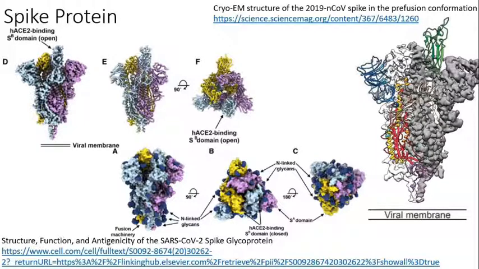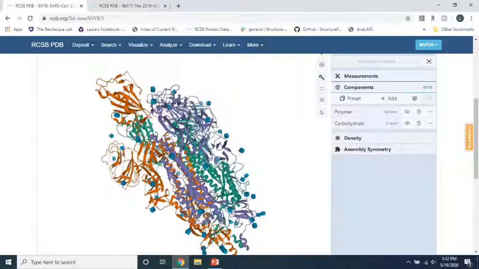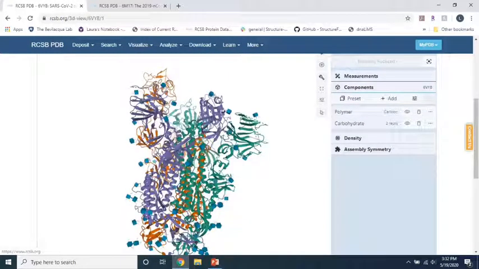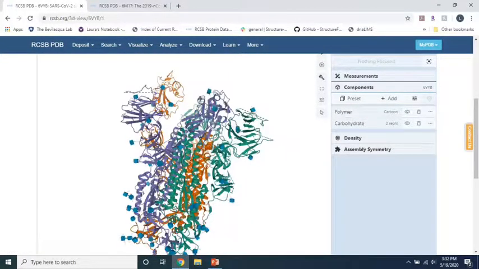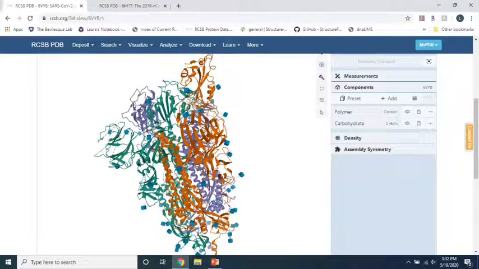I also wanted to pull up the structure in 3 dimensions. These are figures from the paper that describes these, but I wanted to show you what these look like moving around in 3 dimensions. So this is a viewer from the Protein Data Bank. People who solve crystal structures of proteins publish their structures here.